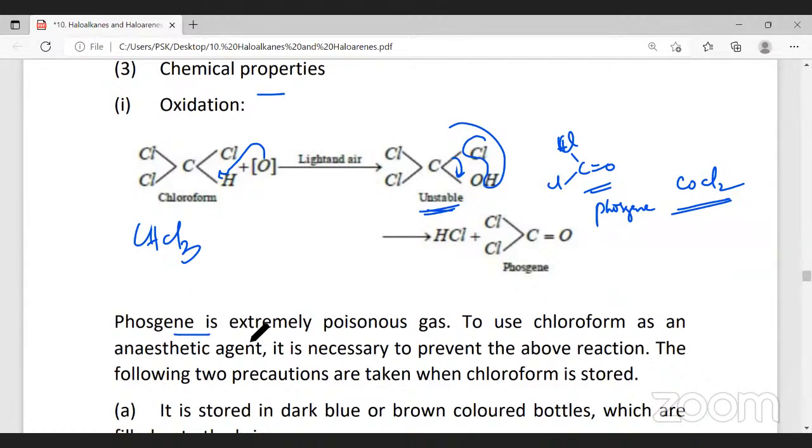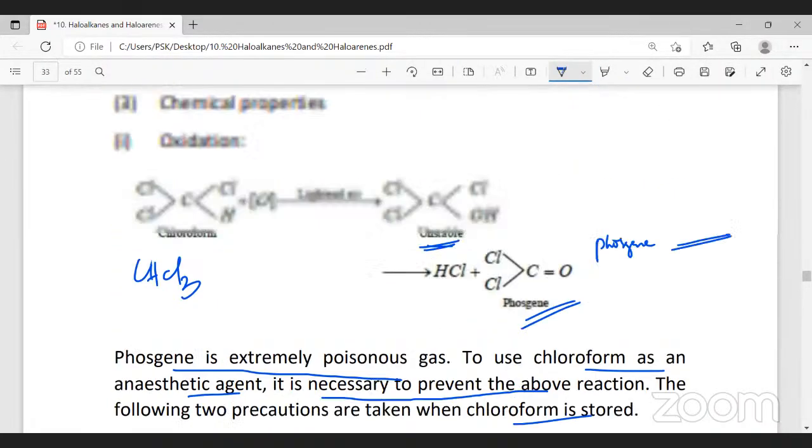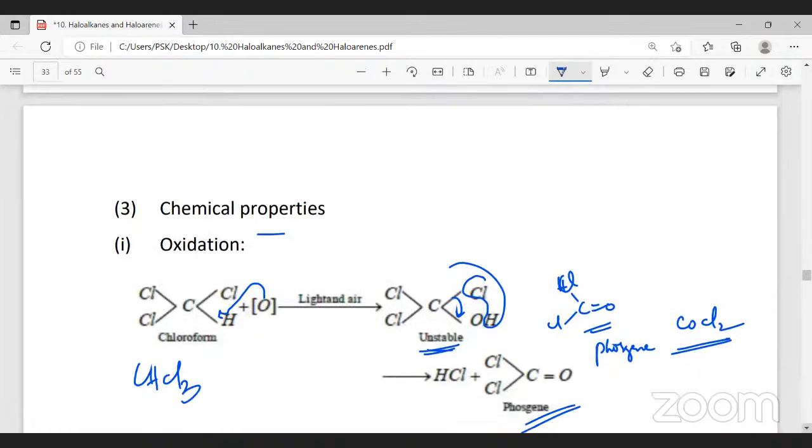See, it's written here. Phosgene is an extremely poisonous gas. To use chloroform as an anesthetic agent, it is necessary to prevent the above reaction. So when you're using chloroform as an anesthetic, you should prevent chloroform from reacting with light and air, forming phosgene, because this phosgene is extremely poisonous. The following two precautions are taken to store chloroform. It is not stored in an open container or a transparent container, because chloroform can react with air and light to form phosgene.